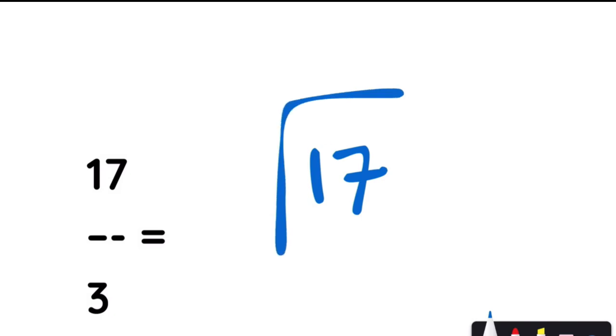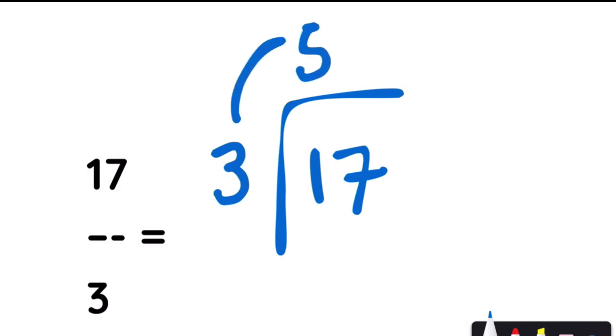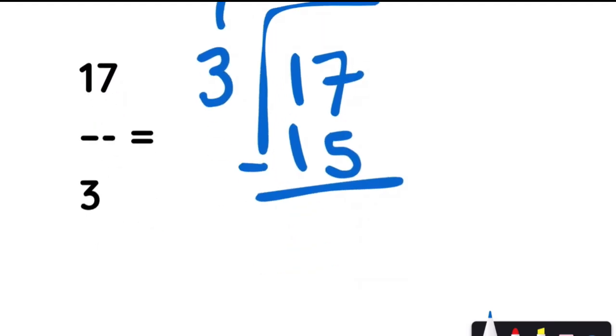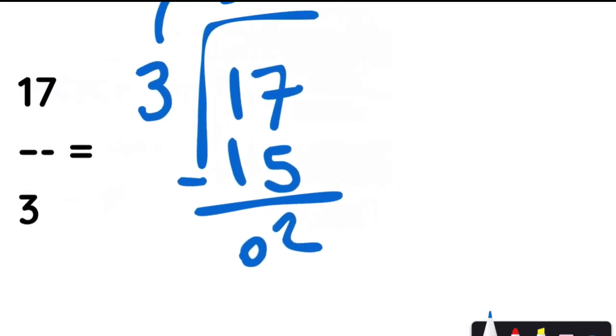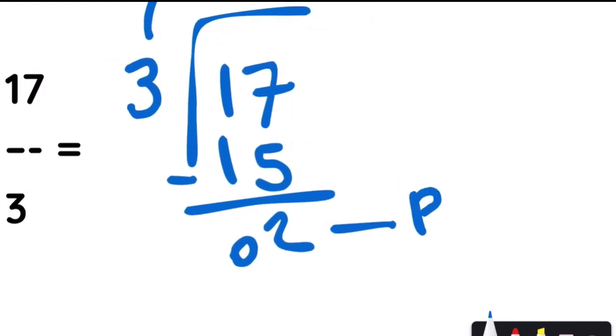So I can fit 5 3's in 17. So 5 3's, and 5 times 3 equals 15. I do the subtraction. 17 minus 15 equals 2, right? So now this is my remainder. This is my quotient. And this is my denominator, right?